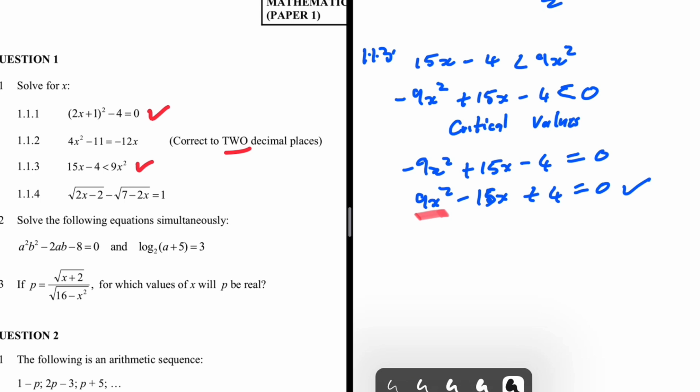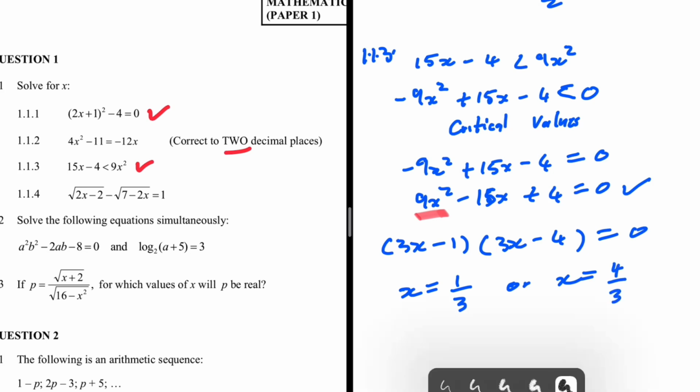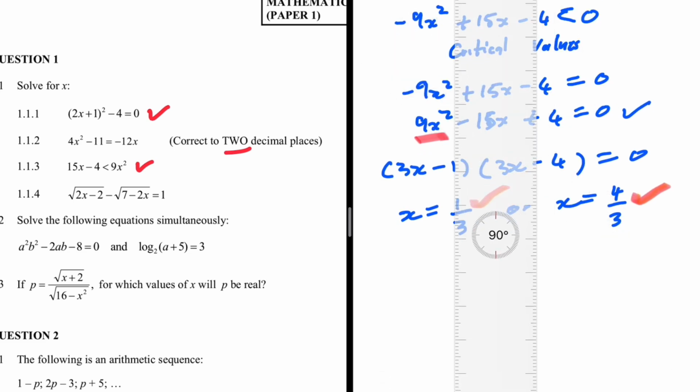So in factorizing this, we get (3x − 1)(3x − 4) = 0. So x = 1/3 or x = 4/3. These are our critical values. But what do we want to do with our critical values? Okay, let me show you.